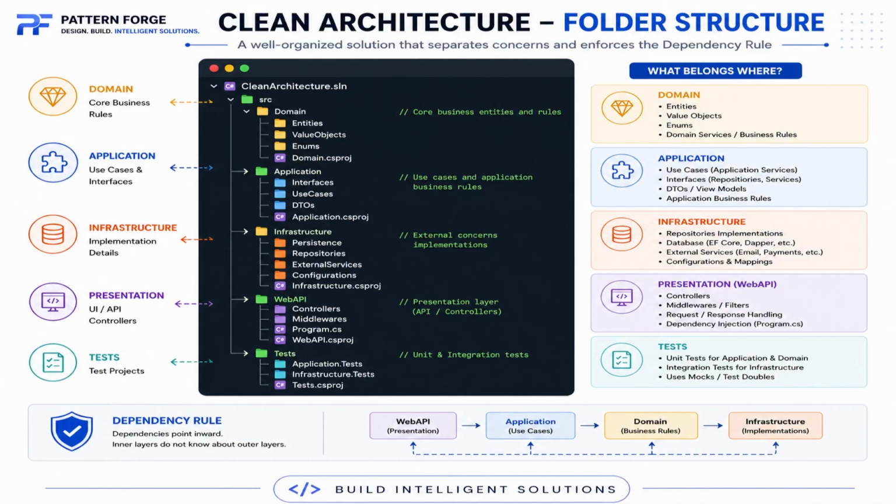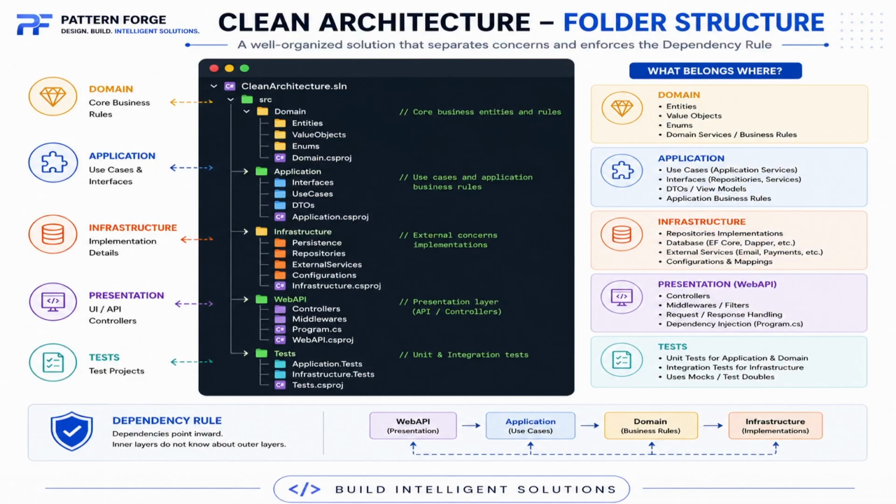Next, we have the application project. This project defines what the application should do. Here you will typically find commands, queries, handlers, data transfer objects, the DTOs, interfaces, validators, and application services. One important thing to remember, this project doesn't know how data is stored. It simply defines the contracts and coordinates the application's business flow. And in part 2 of this series, this is where we will implement CQRS and Mediator.